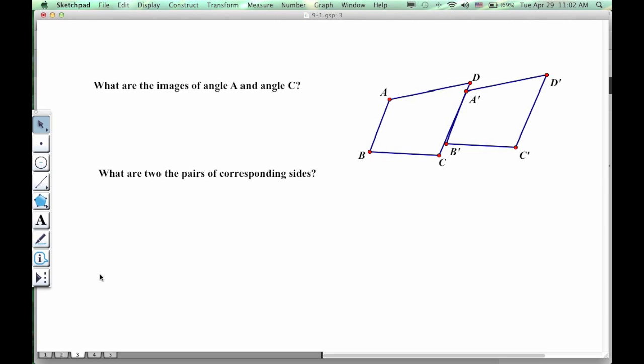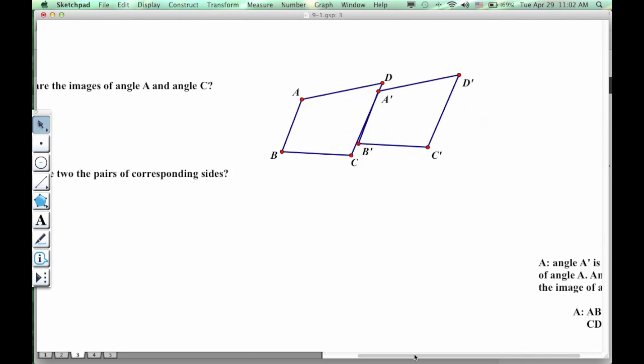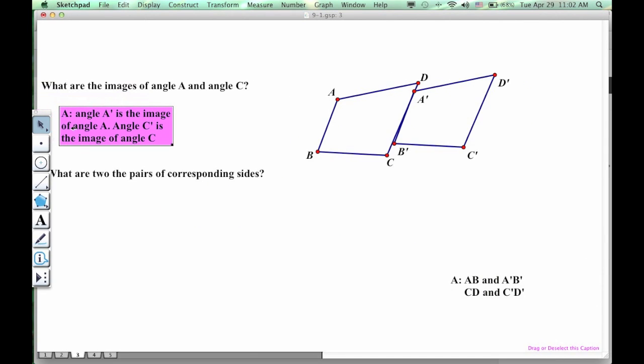Let's start the lesson. What are the images of angle A and angle C? So here's the answer. If you choose angle A, the answer should be like that. And if you choose angle C, the answer should also be like that.